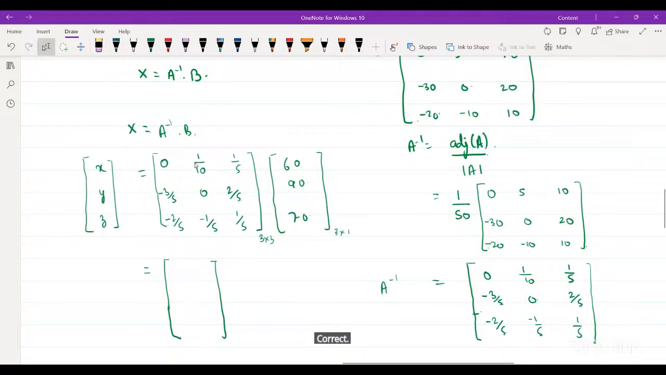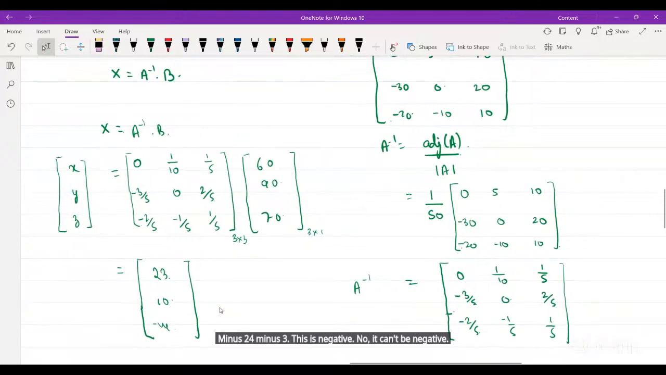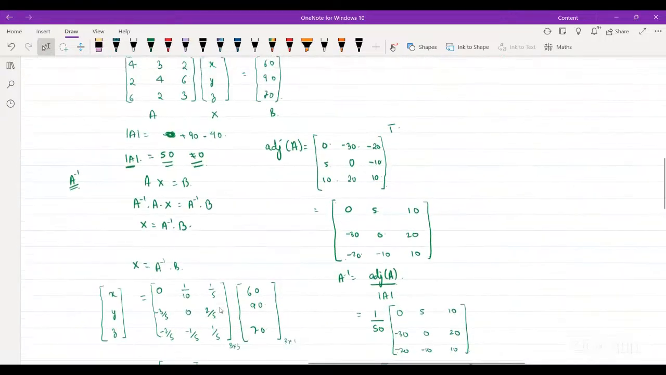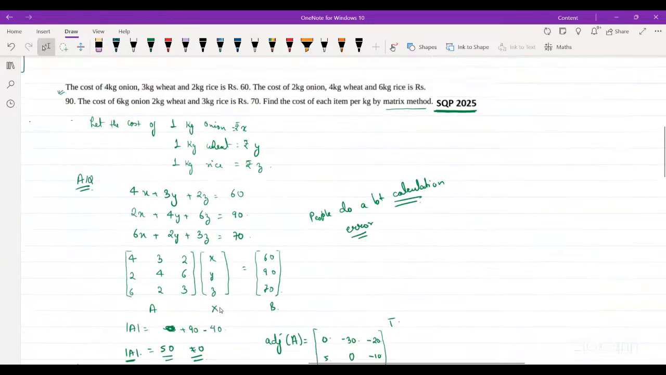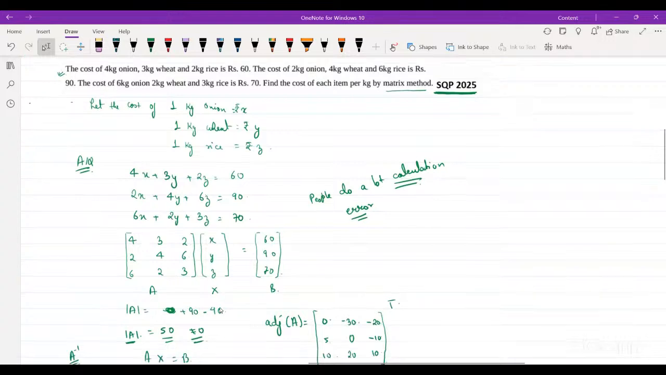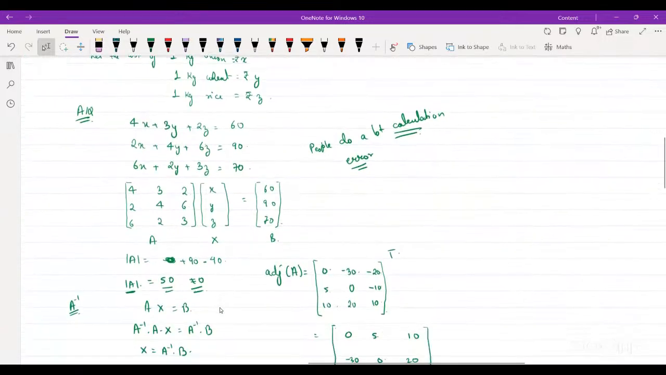So this is 9 plus 14. 9 plus 14 is 23. This is 12 minus 18. This is 10. This is minus 24. Minus 24 minus 18. This is negative. No, it can't be negative. We made a mistake somewhere. Come on. Where did we make the mistake? 4x plus 3y. How can the cost be negative?